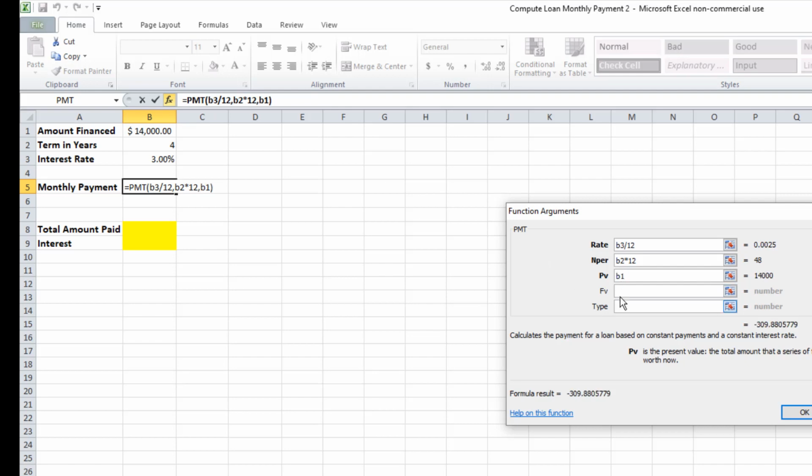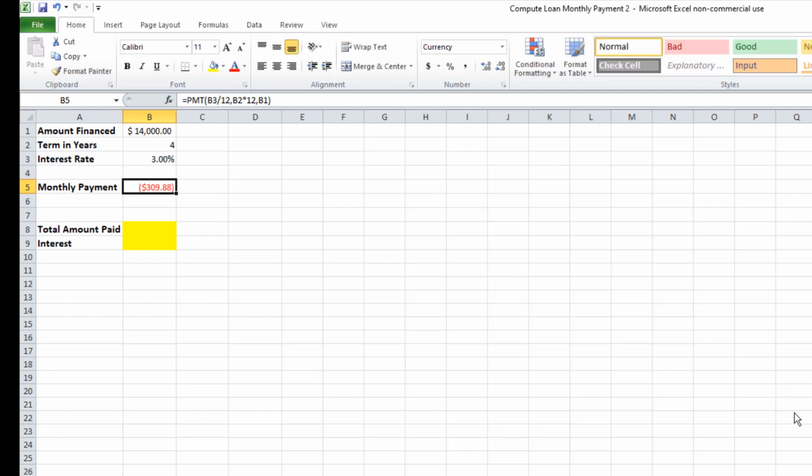Now the last 2 for this one don't apply, so I just click OK. This comes out in red because it's a negative cash flow, so just put a minus right here. Enter. So there I have it. The monthly payment is $309.88.